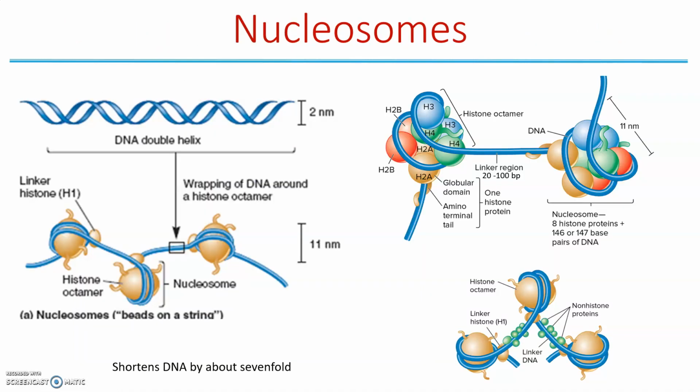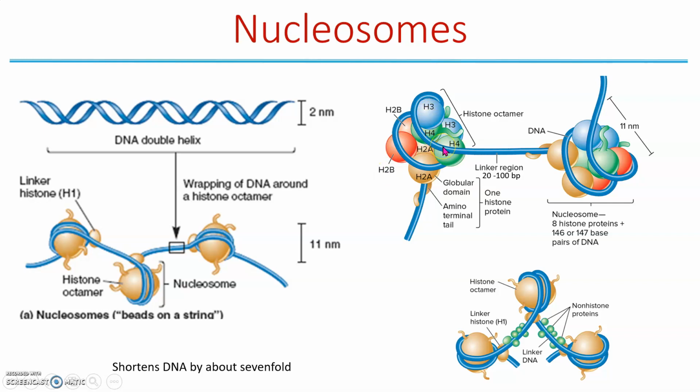So the first level of compaction is these nucleosomes. So you take the double helix of DNA and you wrap it around these histones. This gives the classic beads on a string that makes up chromatin, remember? And so now, when we talk about these nucleosomes, it's a histone octamer plus 146 to 147 base pairs of DNA. This histone octamer is composed of 2 copies of H2A, 2 copies of H2B, 2 copies of H3, and 2 copies of H4.